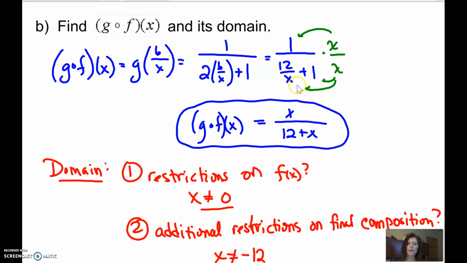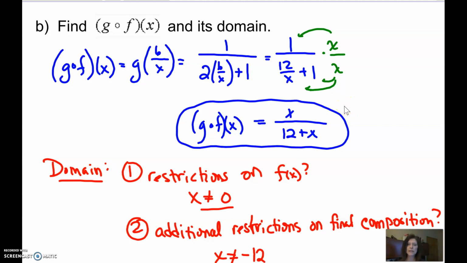Well, the only denominator we have in there is an x, so that's why I chose to multiply the top by x and then each term in the bottom by x. What that does for me is it cancels this denominator, so we end up with x over the 12 plus x. Still a fraction, but it's a little cleaner looking than the other version.